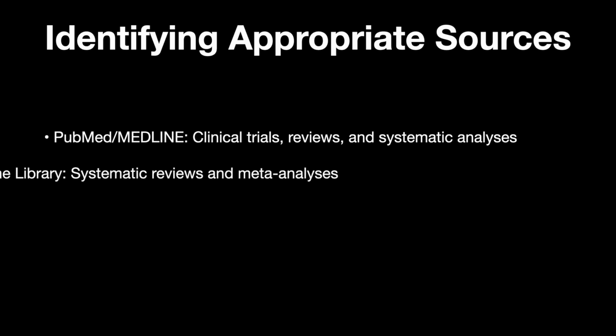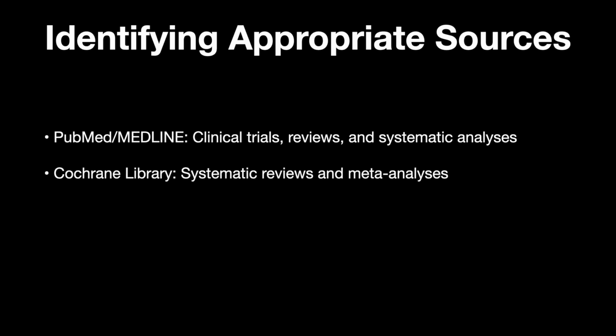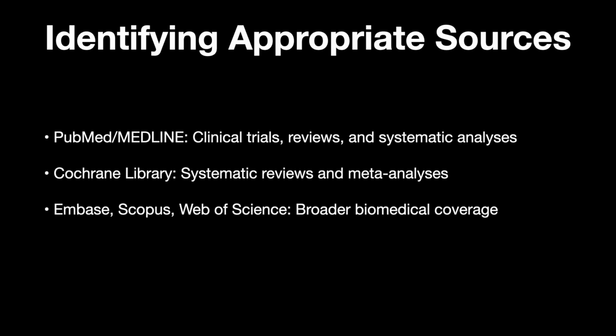The most common one that we use is PubMed or Medline. Cochrane Library is a must if you are doing a meta-analysis. Embase, Scopus, Web of Science, these are standard and must be covered to get broad coverage of all the articles that have been published.